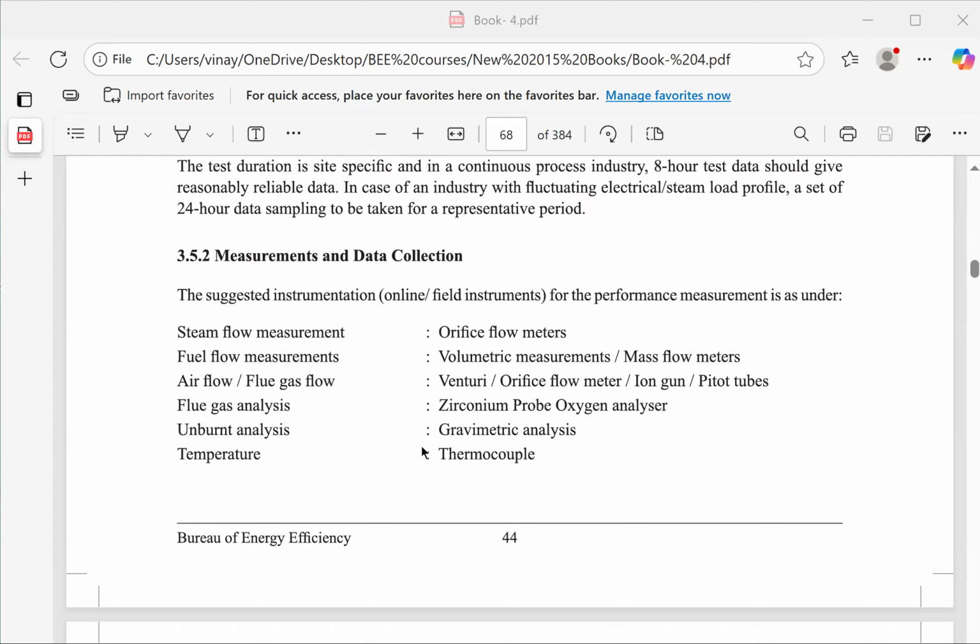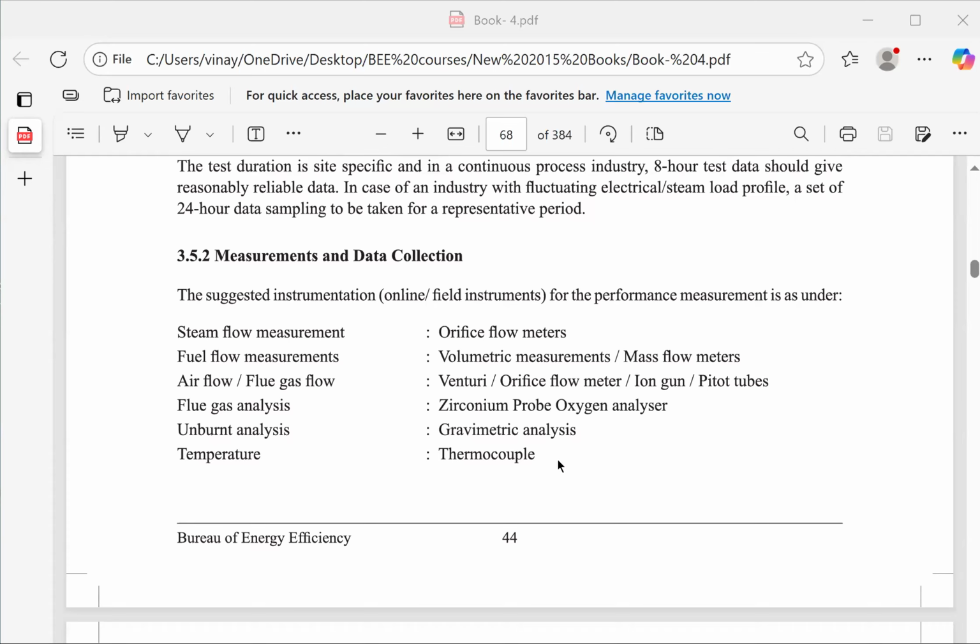The flue gas analysis is done by zirconium probe oxygen analyzer. This you will have to remember. Logically you can answer the first three. The fourth you will have to remember because you have not used it, but you have to remember zirconium. Then unburnt analysis. That means some carbon particles which are not burned in the furnace fall down in the ash. Therefore, ash you have to analyze to find out how much percentage of unburned particle is there. That is done by gravimetric analysis.